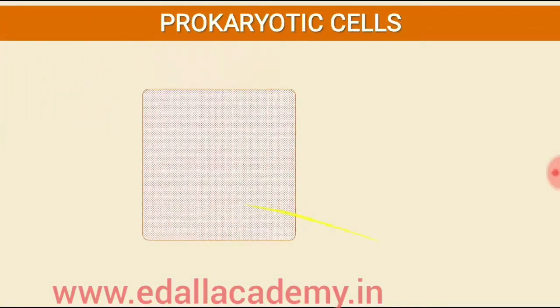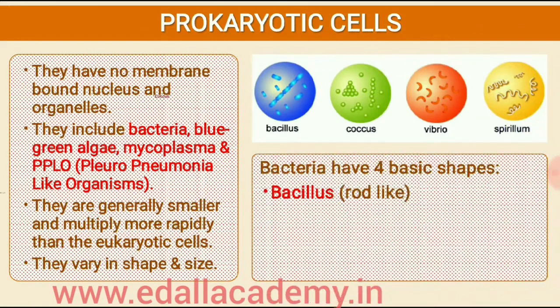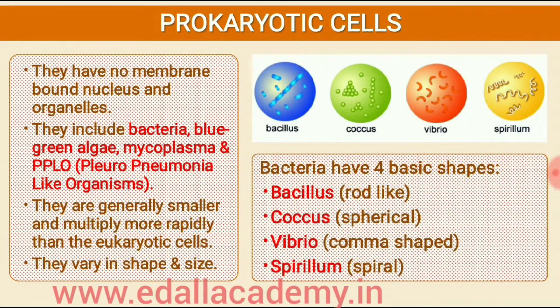Prokaryotic cells. The prokaryotic cells are represented by bacteria, blue-green algae, mycoplasma and PPLO, pleuropneumonia-like organisms. They are generally smaller and multiply more rapidly than the eukaryotic cells. They may vary greatly in shape and size. The four basic shapes of bacteria are bacillus, rod-like; coccus, spherical; vibrio, comma-shaped; and spirillum, spiral.